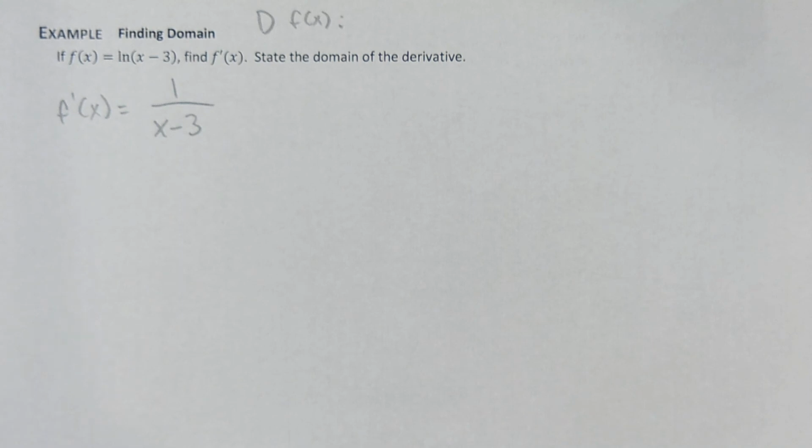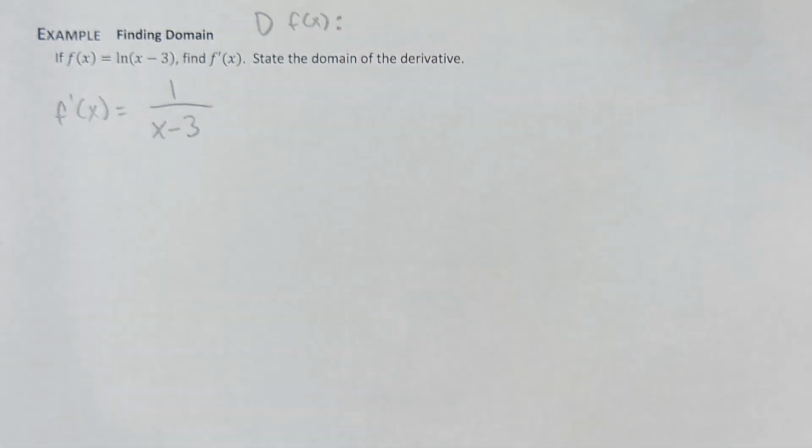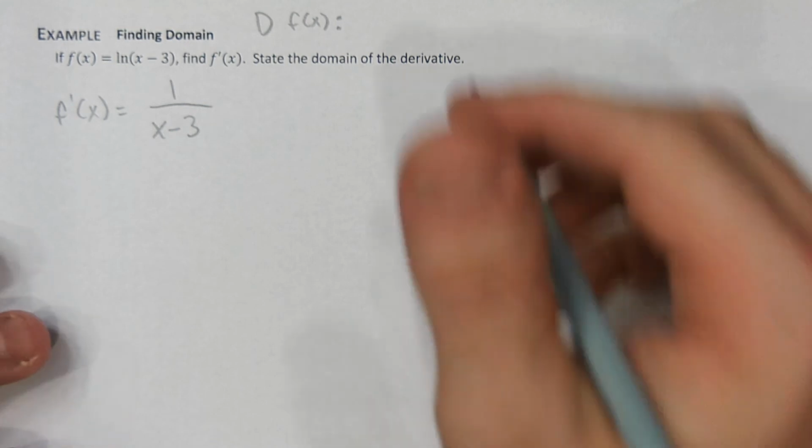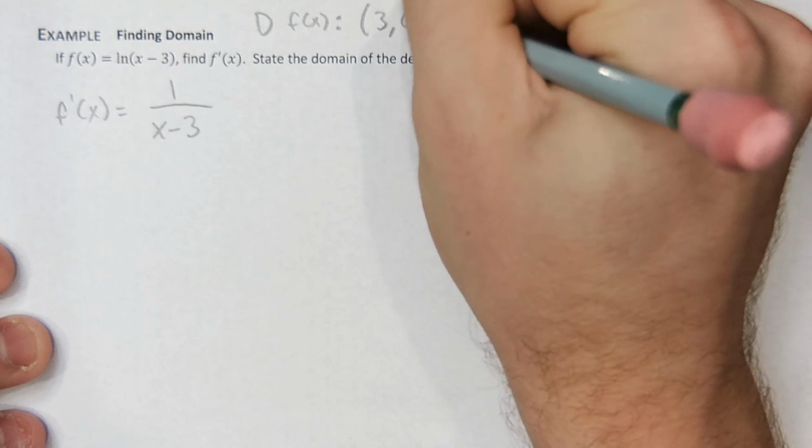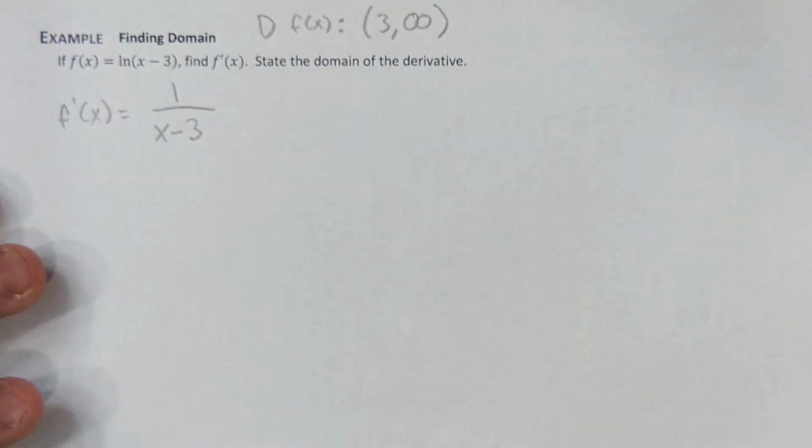is a problem for us. The derivative can't exist where the original function doesn't exist. The domain of every logarithm is the same: the argument must be a positive number. That means the domain of f of x is from 3 to infinity, not including 3.